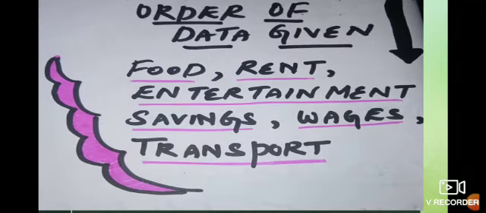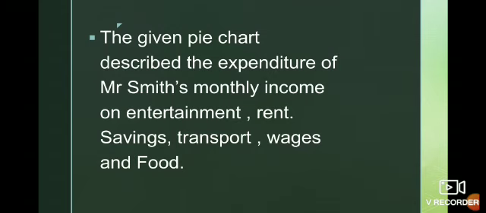So here, order of data given, I have taken food first, next rent, next entertainment, because food is coming under 40%, rent 25%, entertainment 20%, and savings, wages and transport are coming under one similar percentage, that is 5%. So you can start with that. That is what I say, the beginner statement. I am using that here.